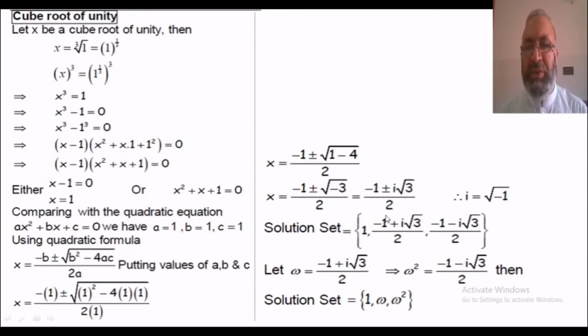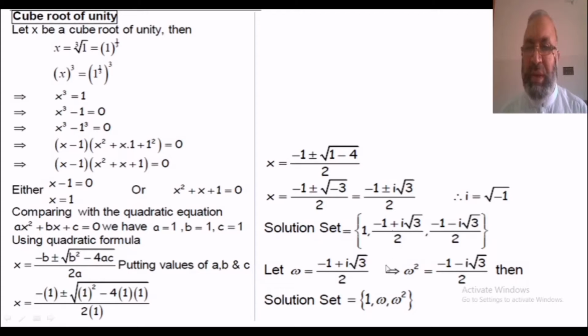So thus we get two roots: (-1 + i√3)/2 and (-1 - i√3)/2. Two complex roots are two imaginary roots. So if we substitute this by a simple symbol, instead of writing this long term again and again, we simply denote it by omega. Let omega be equal to (-1 + i√3)/2.